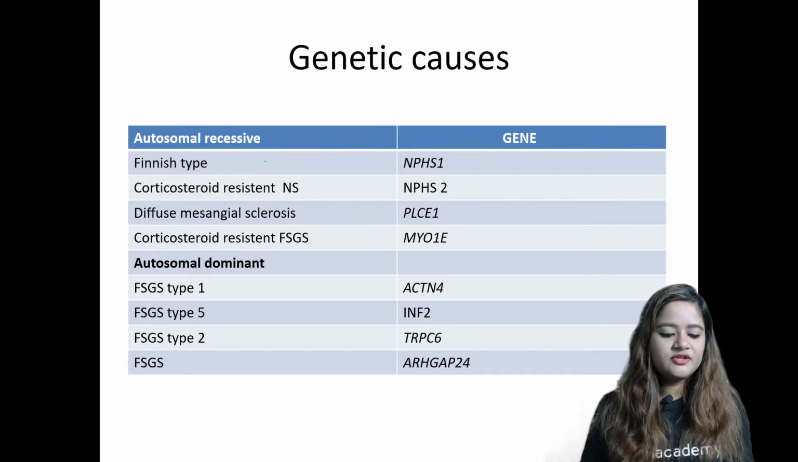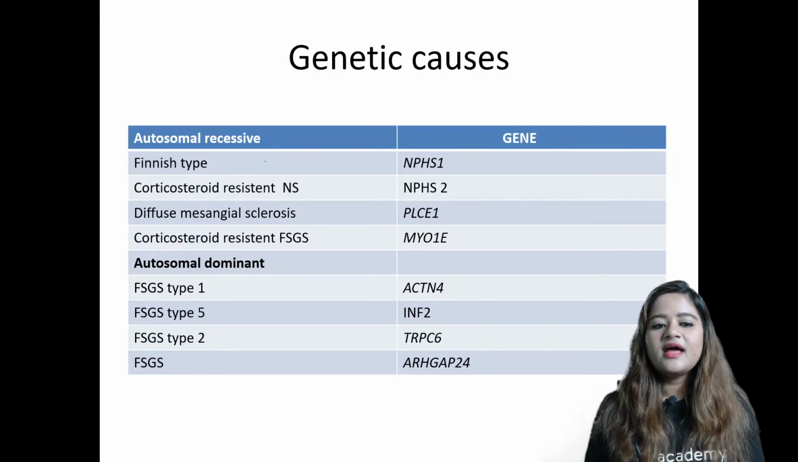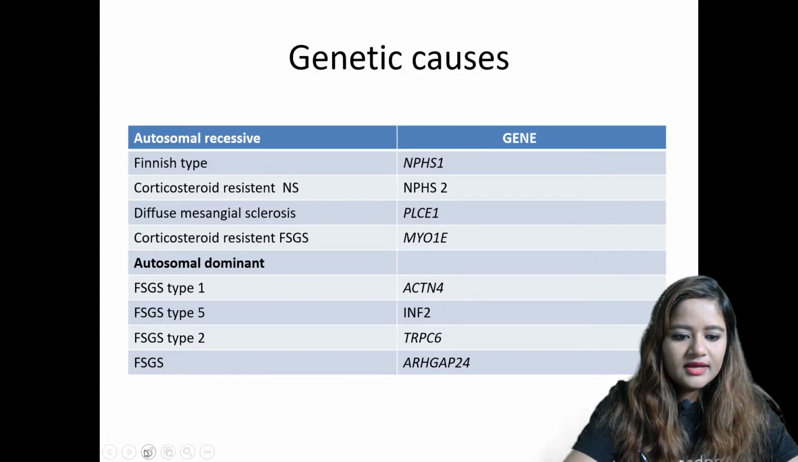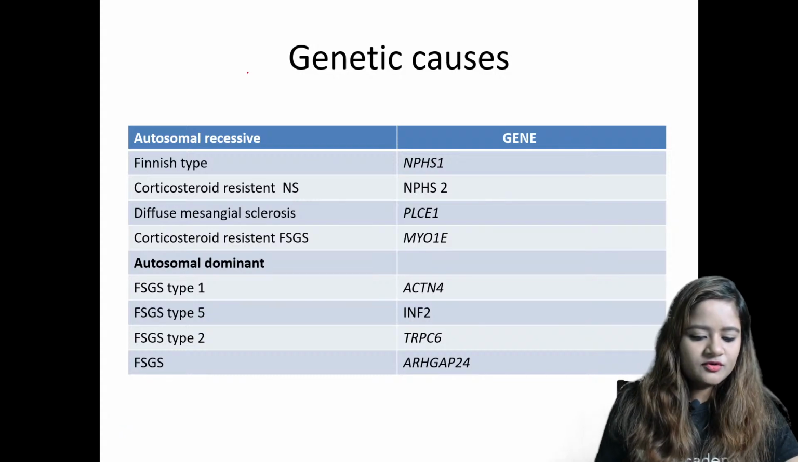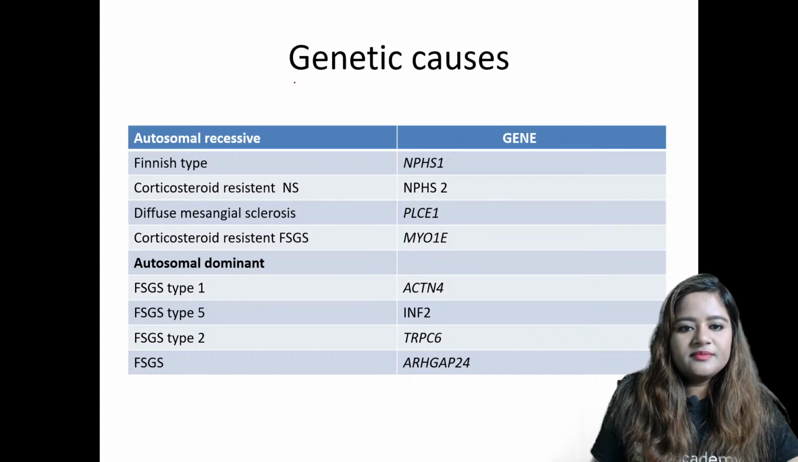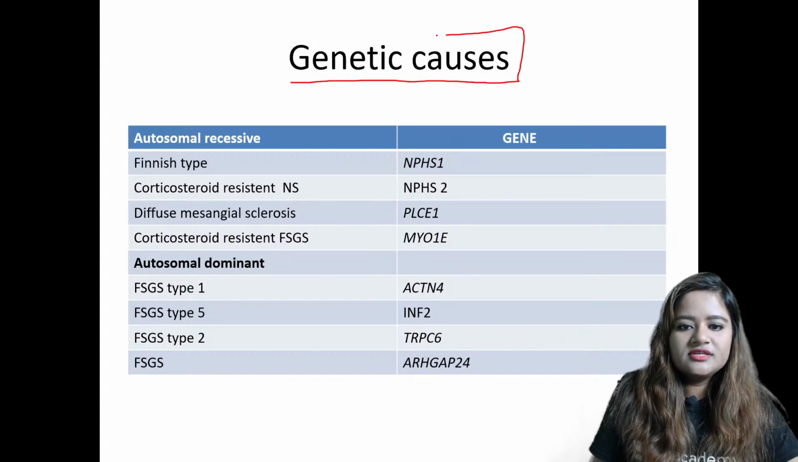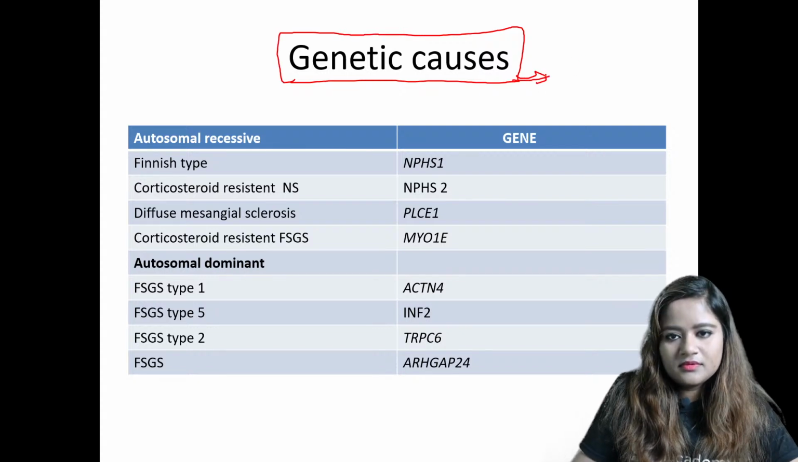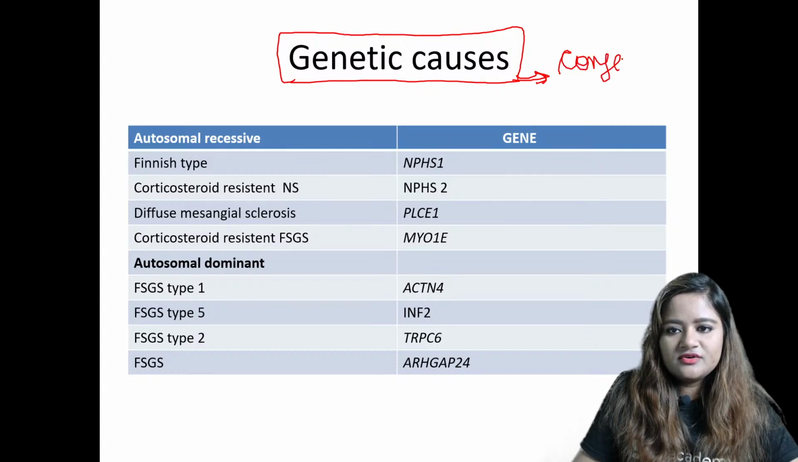Now, as I was telling you that there are many causes which can lead to nephrotic syndrome, and there are the causes which lead to secondary type. So secondary में कुछ भी हो सकता है. It can be because of genetic causes. जितने भी genetic causes हैं उनको हम congenital nephrotic syndrome कहते हैं.